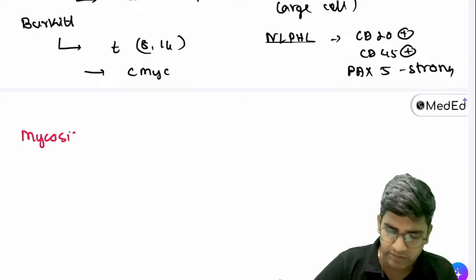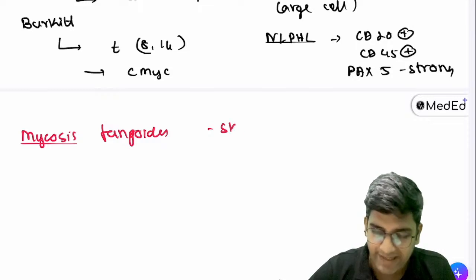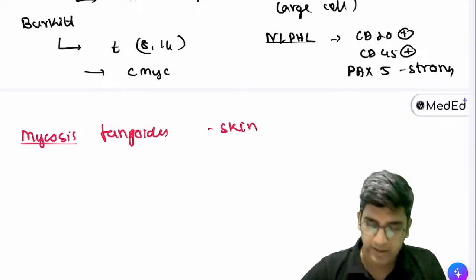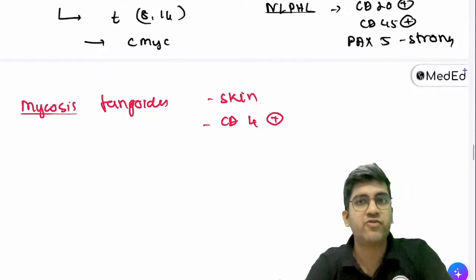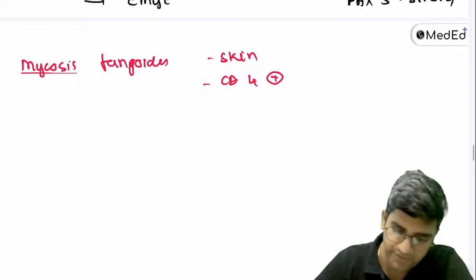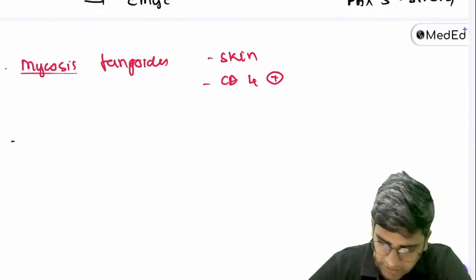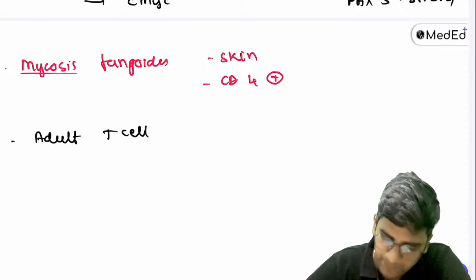Where have we come across the term mycosis fungoides? Heard in dermat, right? This is cutaneous lymphoma. It happens in skin. This is CD4 positive cutaneous lymphoma, right? CD4 positive cutaneous lymphoma, I think of mycosis fungoides. You must have definitely heard about this in dermatology, right? Perfect. So next, we have something called adult T cell lymphoma.